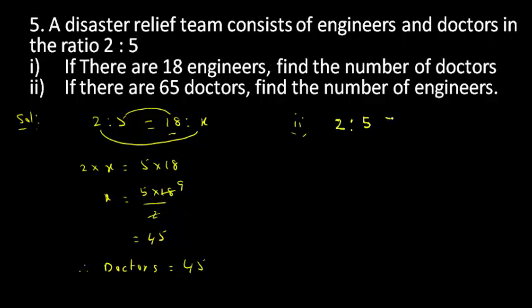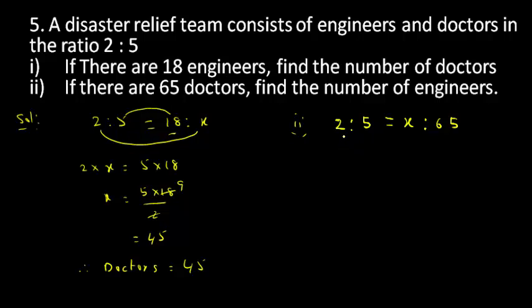2:5 equal to, here 2 are engineers, 5 are doctors. Second sum, find the number of engineers. We don't know the engineers, so number of engineers is equal to x. Say x is to how many doctors? 65 members. Now these values are in the proportion.